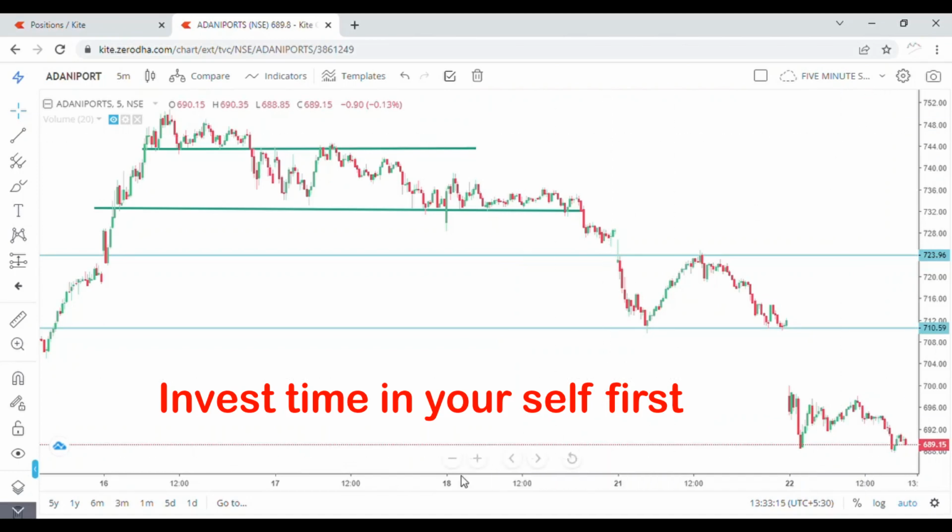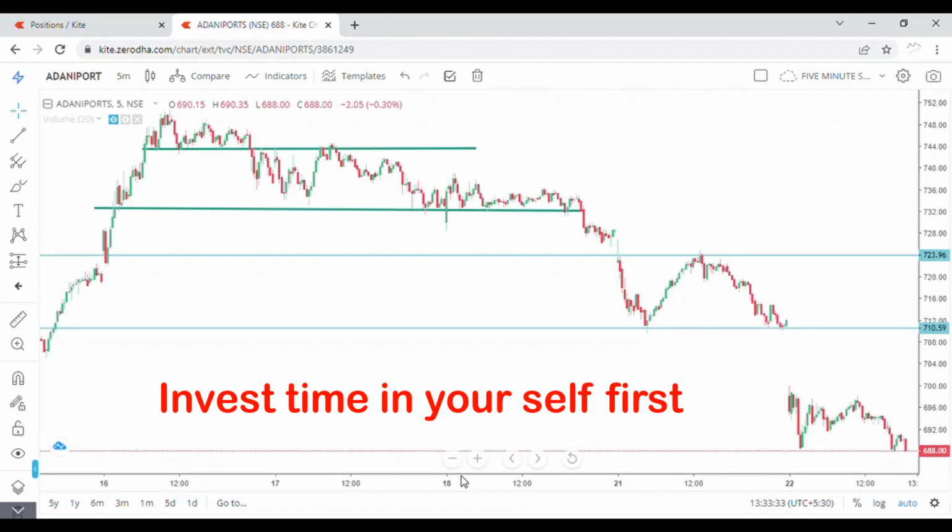Hello friends, for intraday trading today I have selected Adani Port. For today, the market is in the hands of bears, and almost all of the stocks are in a downtrend.